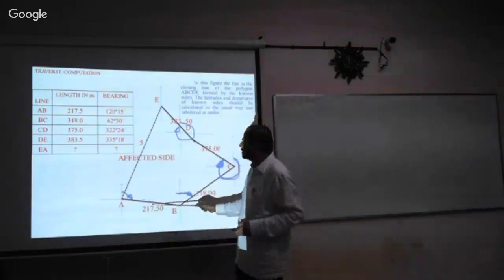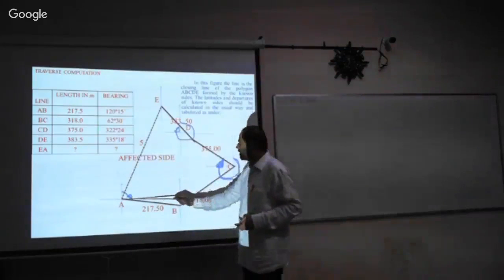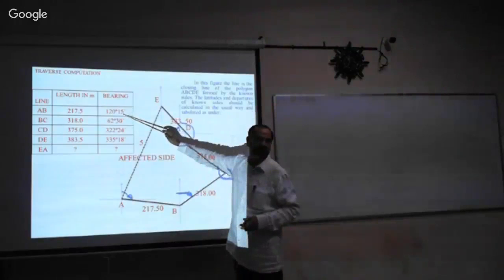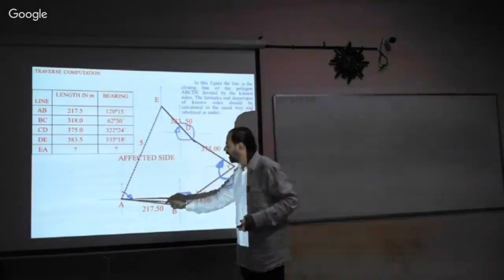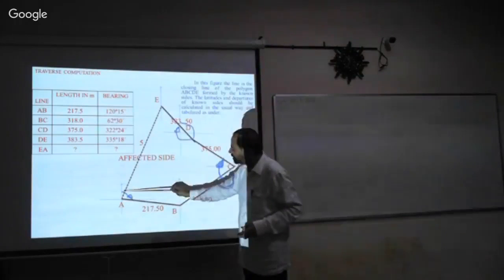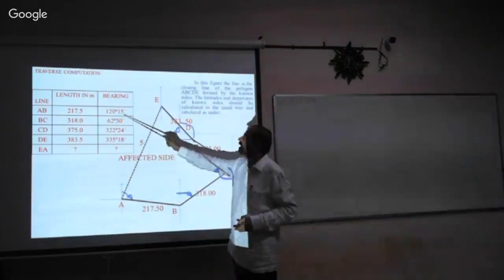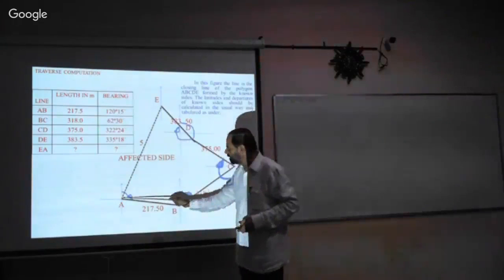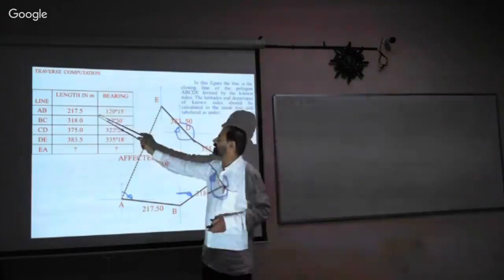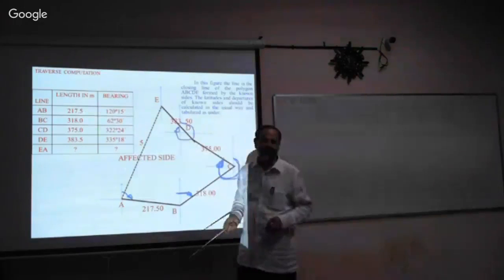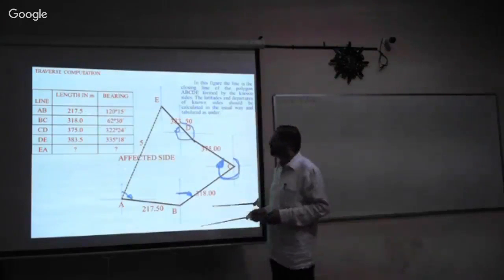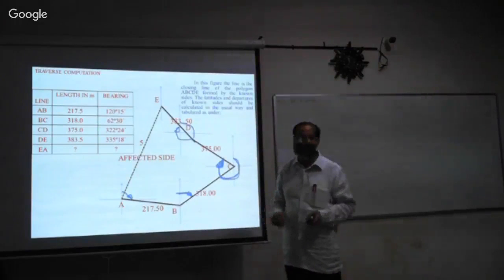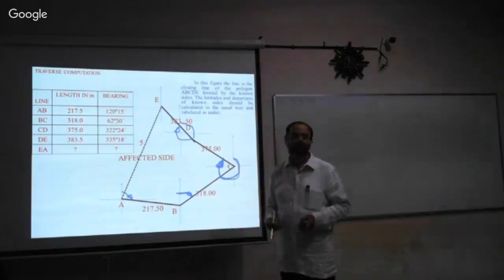Now, the bearing of AB is given as 120 degrees 15 minutes, isn't it? While laying the survey line, while plotting, this should come in the second quadrant, because 120 degrees 15 minutes is in the second quadrant. Approximately to the scale, the length AB is, for example, 217 meters. Now, carefully you have to plot this. It is not necessary to plot it straight away, we can calculate it. But if you plot this, you can understand in a better way, isn't it?